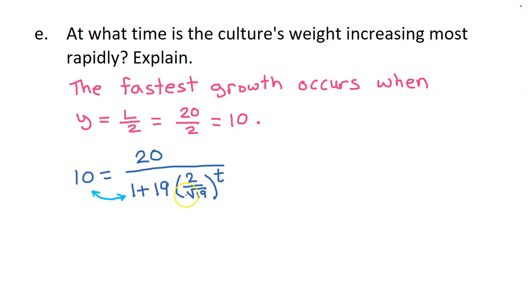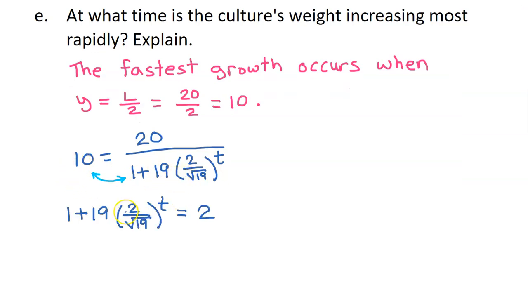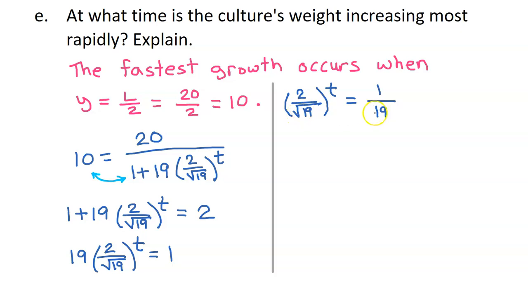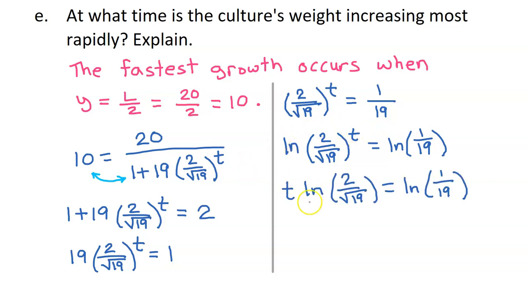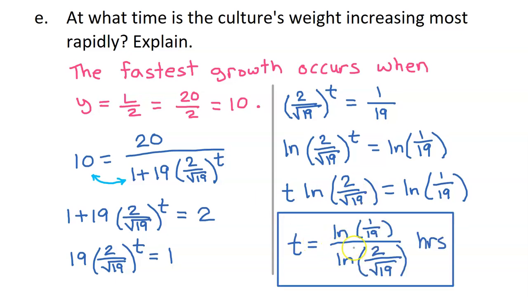Next we can swap the denominator with the 10. Now let's subtract 1 from both sides. Next we divide both sides by 19. To get t by itself, we start by taking the natural log of both sides of this equation. Now we can use the properties of logarithms to move this exponent of t out to the front. Finally, we can get t by itself by dividing both sides of the equation by ln(2)/√19. And if you don't have access to a calculator, this is your final answer.